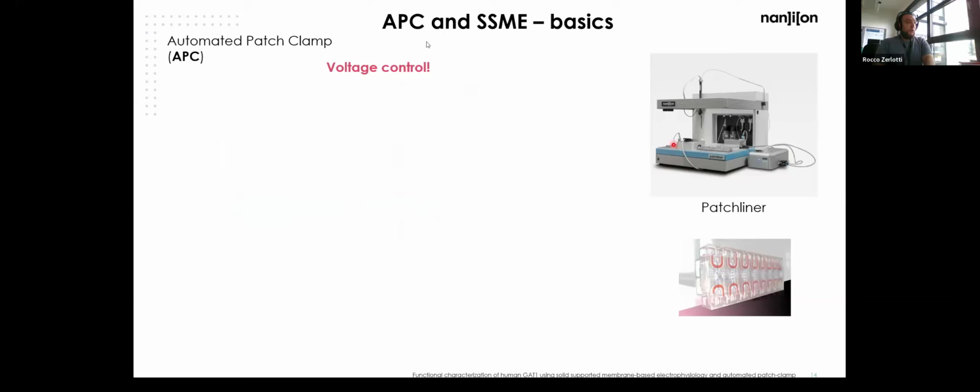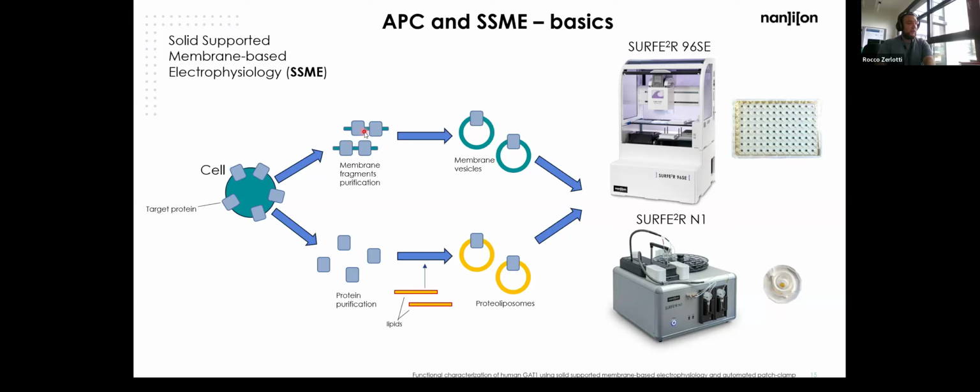For the solid supported membrane electrophysiology, basically we need to elaborate our sample a little bit, so we don't use whole cells in this case, but we have to break our cells to obtain a more pure, let's call it, sample. So we can proceed in two ways. We can break the cell and then purify membrane fragments that have the protein of interest on them. And then those fragments will reform vesicles that have our protein of interest.